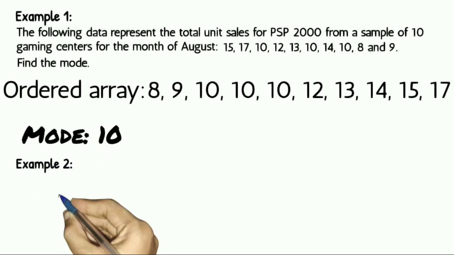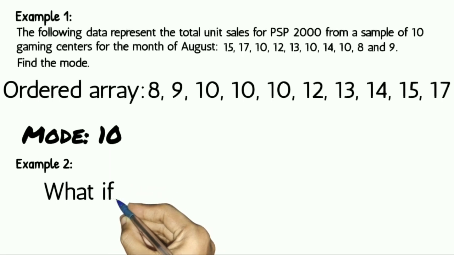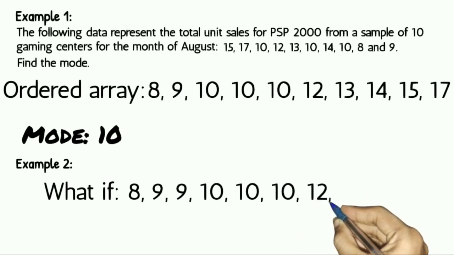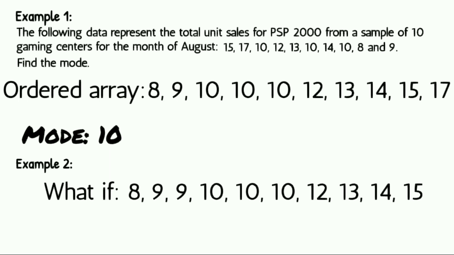What if our data array is 8, 9, 9, 10, 10, 10, 12, 13, 14, 15? The 9 appears 2 times and the 10 appears 3 times. Still, the mode is 10, because 10 appears more often than 9. 10 appears 3 times while 9 appears 2 times. So the mode is still 10. Do not include the 9.